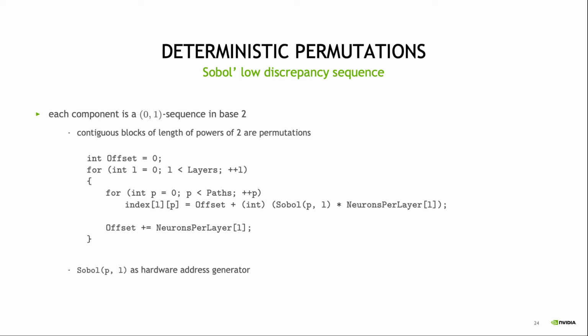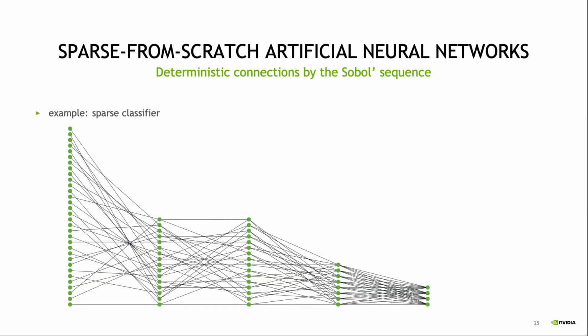We will use the components of the Sobol sequence to replace the pseudo-random number generator that created the path indices of our sparse networks. Remember that contiguous blocks of lengths of powers of 2 are permutations, so if we choose a power of 2 neurons per layer, the permutations of the Sobol sequence guarantee that each neuron has the same number of connections.